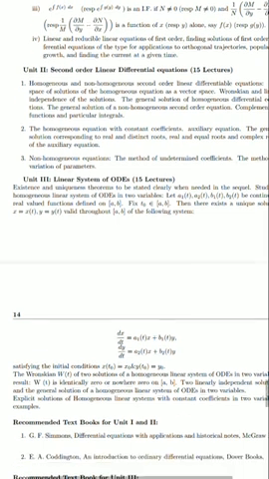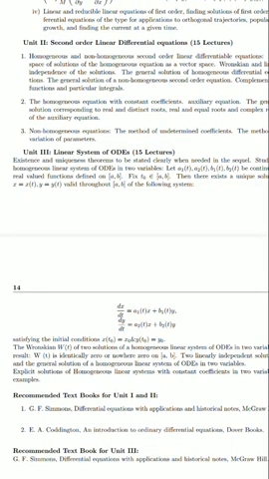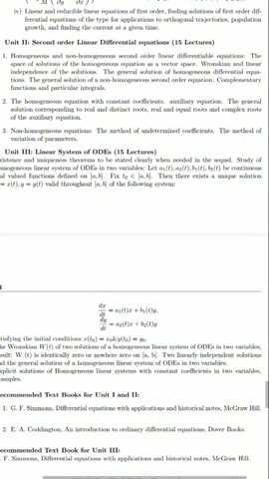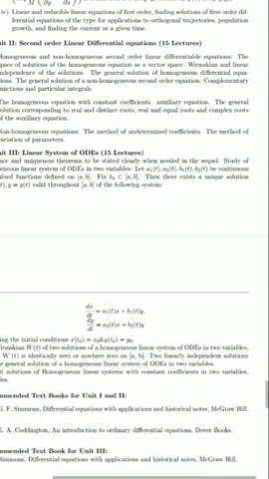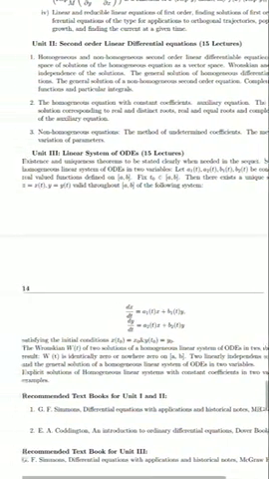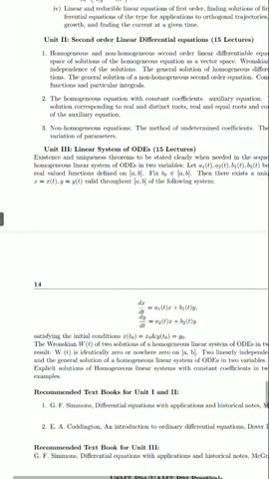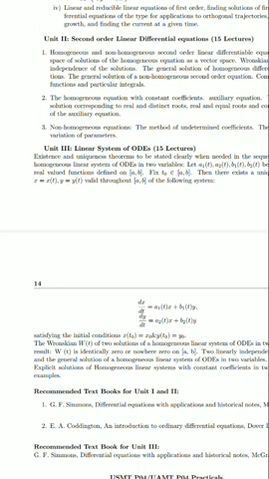And in unit number 3, we see the linear system of ordinary differential equations, existence and uniqueness theorem to be stated clearly when needed in the sequel. Study of homogeneous linear system of ordinary differential equations in two variables.